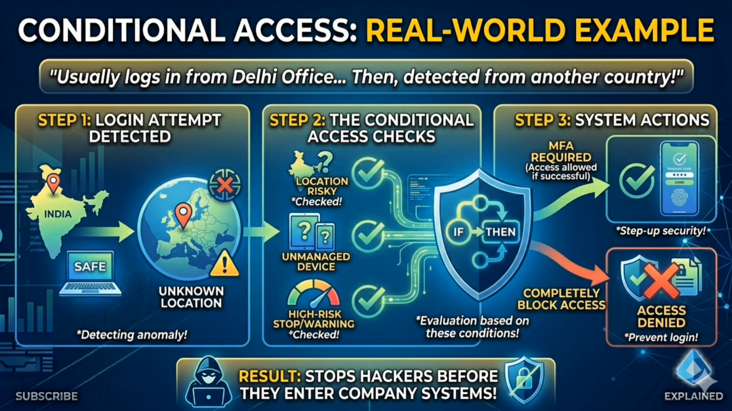Let's understand using a real world example. Imagine an employee usually logs in from the Delhi office. One day Microsoft detects a login attempt from another country. Conditional access checks unknown location, unknown device, and high risk sign-in. So what would be the result? The system may ask for multi-factor authentication or completely block the access for that user. This helps stop hackers before they enter the company system.